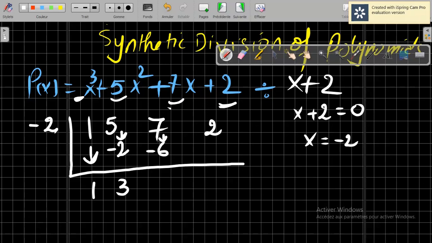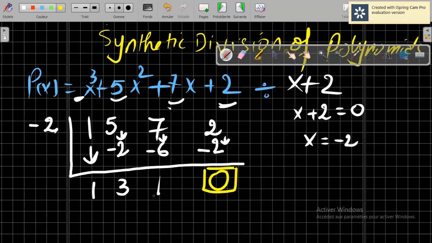Then proceeding vertically needs an addition. So adding 7 to -6 will give you 1. Then 1 times -2 is equal to -2. Then proceeding vertically with addition, adding 2 to -2 is equal to 0. And we stop here. 0 is your remainder.